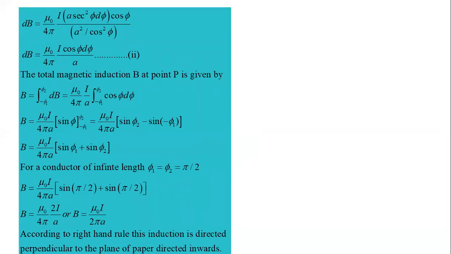So this dB is equal to mu 0 by 4 pi, which is a constant, times I dl sin theta. Sin theta and cos phi are both the same, so instead of sin theta we write cos phi, divided by r square. So r is a by cos phi, and r square is a square divided by cos square phi.